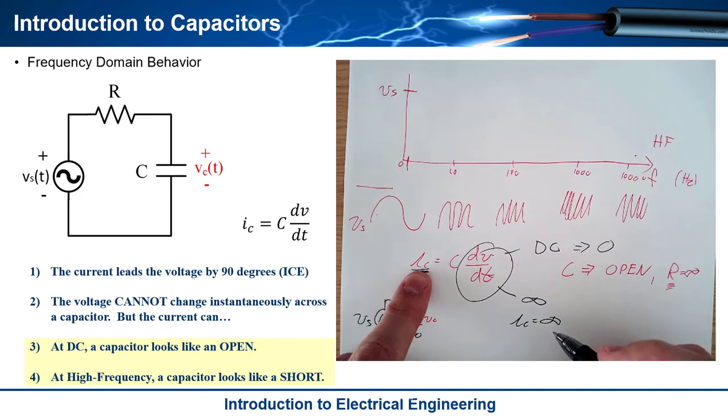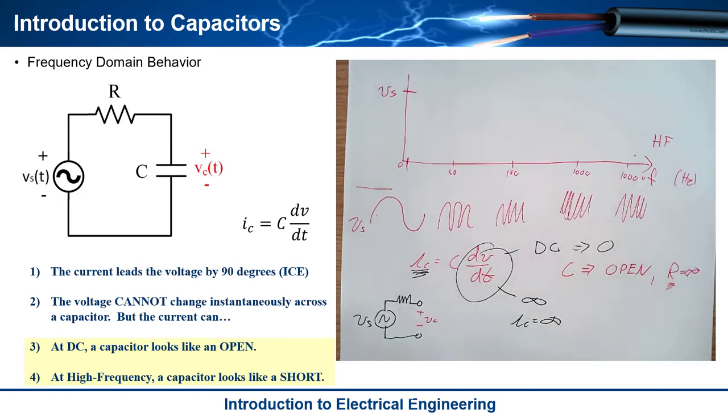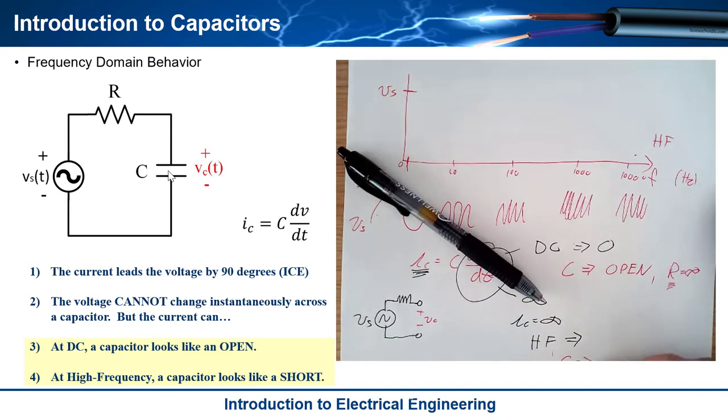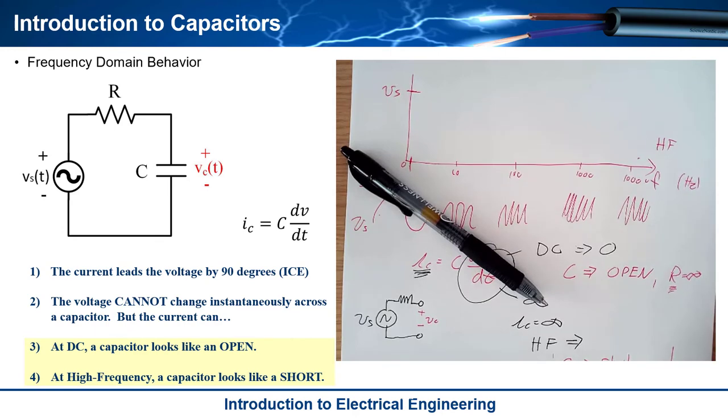Okay, and now you go, I don't understand. How is that even possible? Well, what that means is that this capacitor could essentially take as much current as you would give it. That means that at high frequency, basically the capacitor looks like a short circuit. It looks like a wire. And you go, interesting.